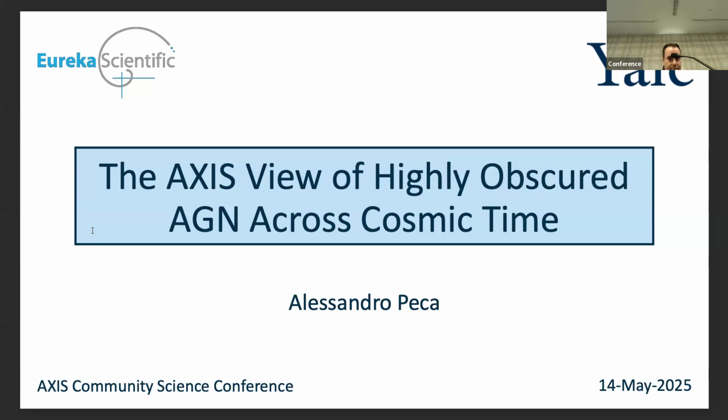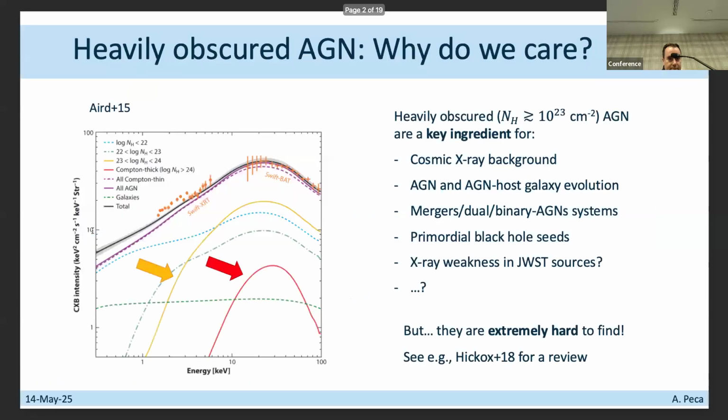It's survey time. So let's talk about what AXIS can do about heavily obscured AGN across different redshifts. Very briefly, a lot of people before me have already spoken about this. Why do we care about obscured AGN? Well, we have several reasons. For example, here you can see one of the many examples of the X-ray background. We can reproduce this X-ray background using different populations with different levels of obscuration in AGN. In particular, the orange and red ones are the contribution from the most obscured AGN populations.